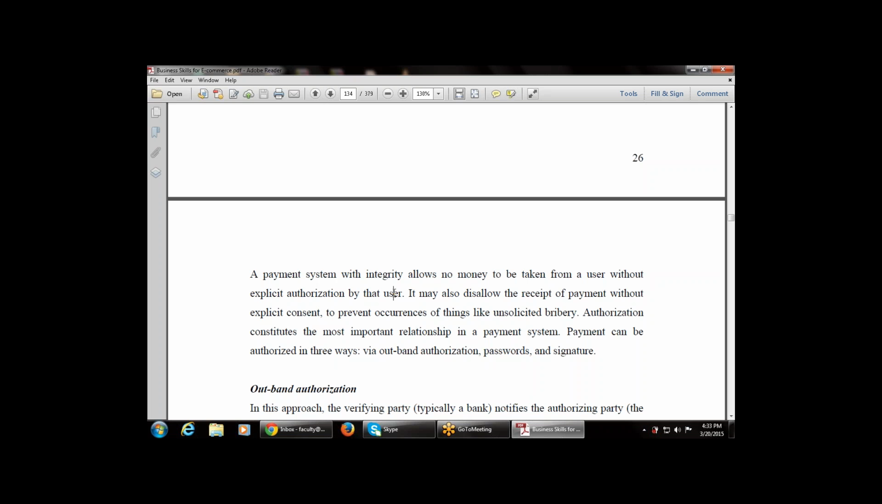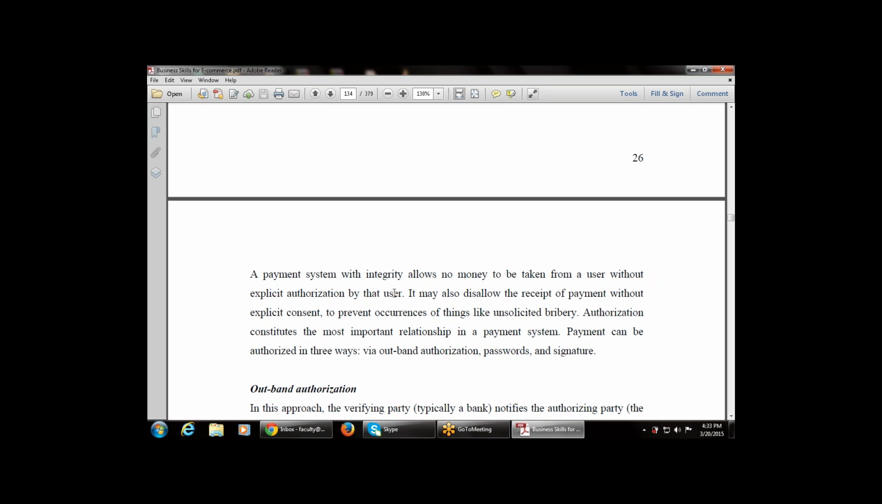It may also disallow the receipt of payment without explicit consent, to prevent occurrences of things like unsolicited bribery. Authentication constitutes the most important relationship in a payment system. Authorization also provides a good share of the material in a payment system. Payment can be authorized in 3 ways.